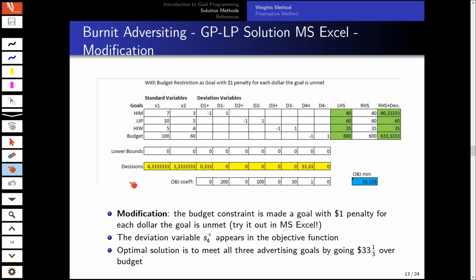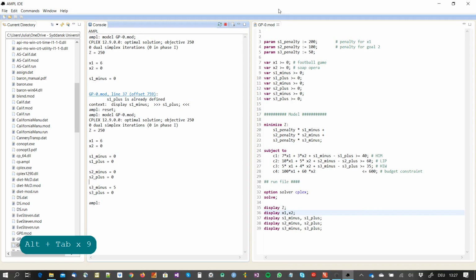And now I want to draw your attention to some modification. What if now we say that we can violate the budget constraint, and now we introduce a penalty of $1 for each amount by which the goal is unmet. So we introduce deviational variables now also for the budget constraint that you can see here for D4 plus and D4 minus. And now we want to do this also for the AMPL version of our model.